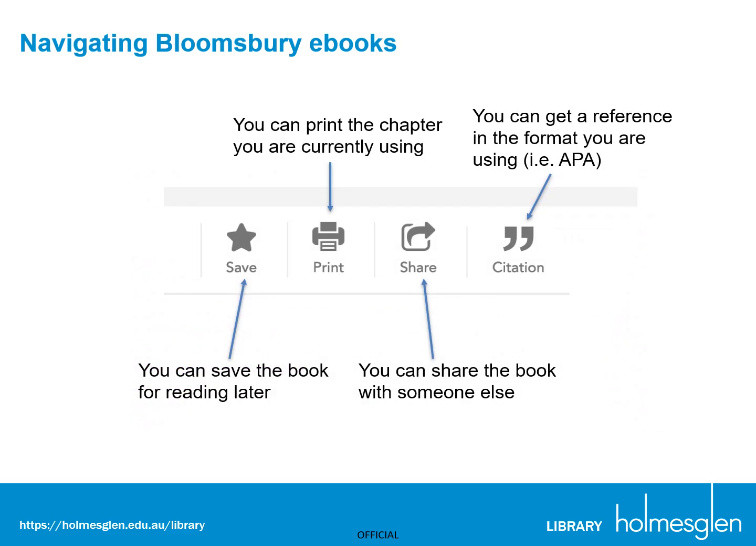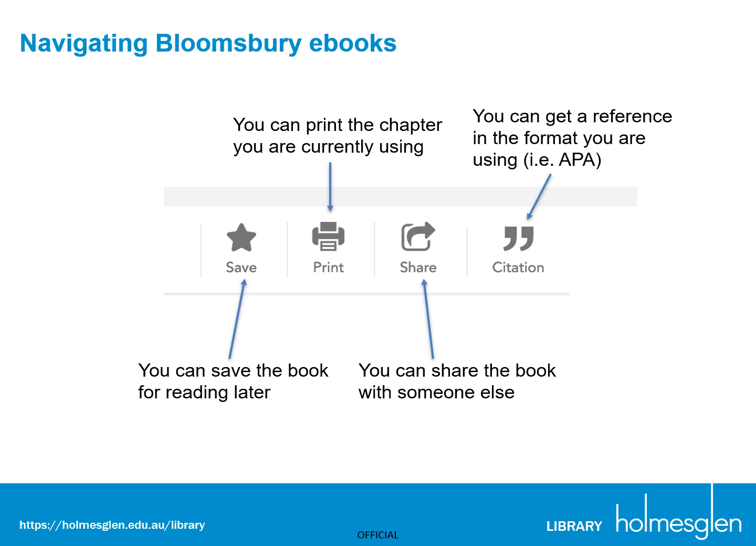While browsing the ebook, there are 4 functions that you can use: save, print, share, and citation. Save allows you to save a chapter for viewing later. However, to save a chapter, you must have a personal account and be logged into the account. You can print the chapter you are currently using by clicking on the Print button.